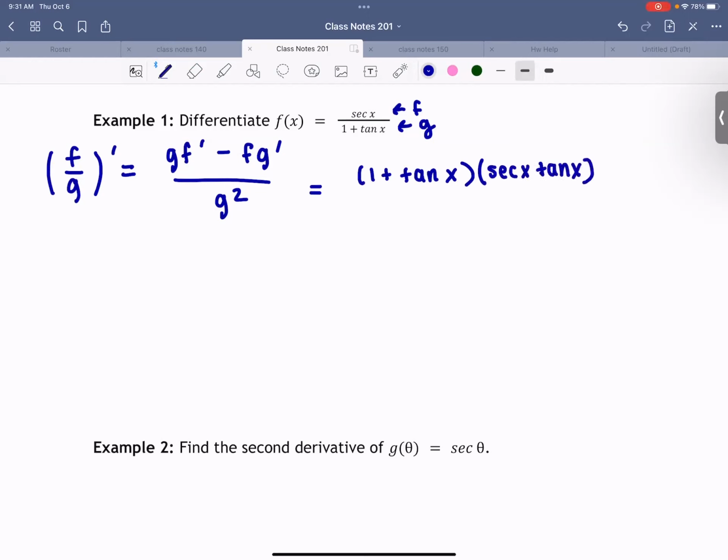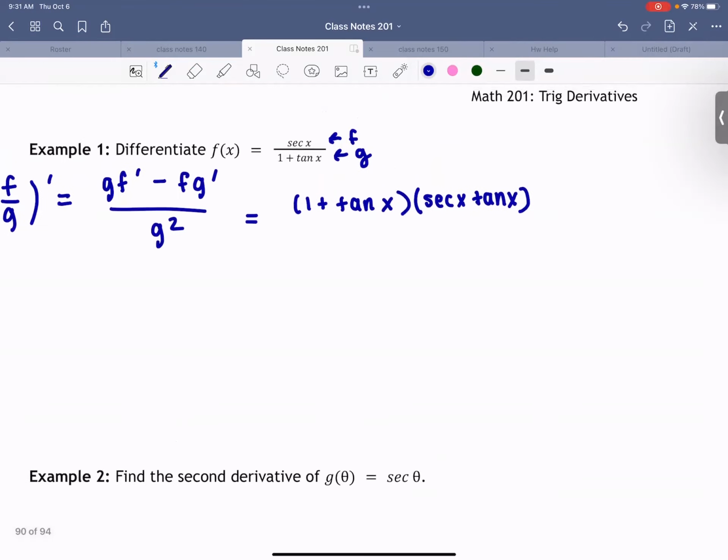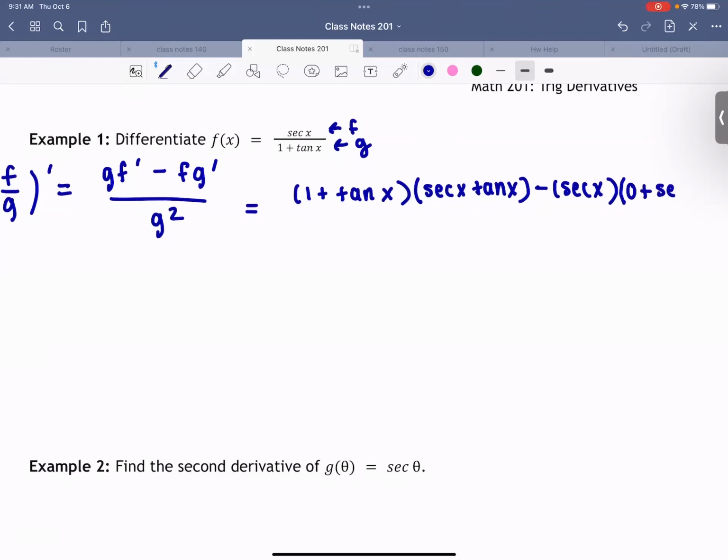So just using the derivatives that I gave you, that's the derivative of the top. I'm going to subtract off f, secant x, times the derivative of g. What's the derivative of 1? 0. What's the derivative of tangent x? Secant squared. Good. And this is all over g squared, so 1 plus tangent x squared.